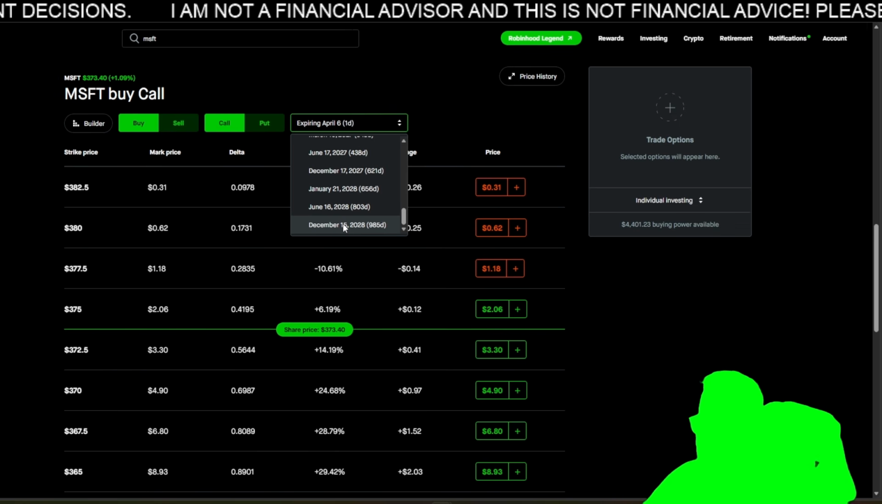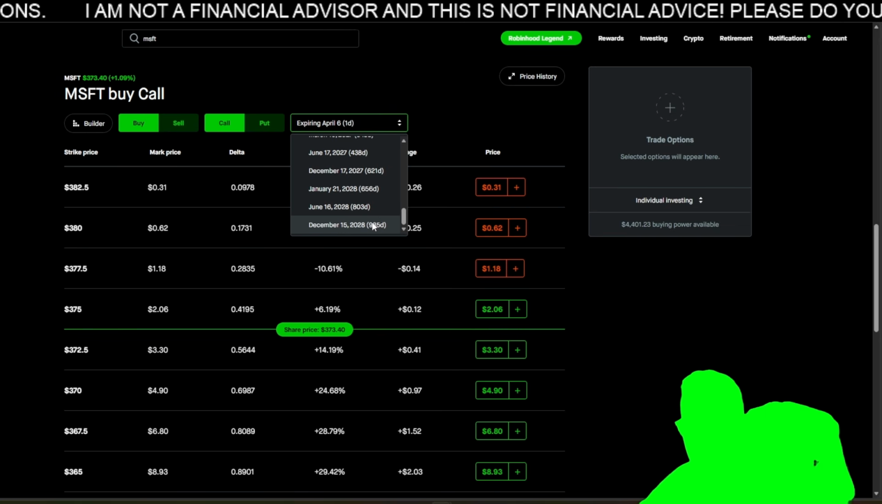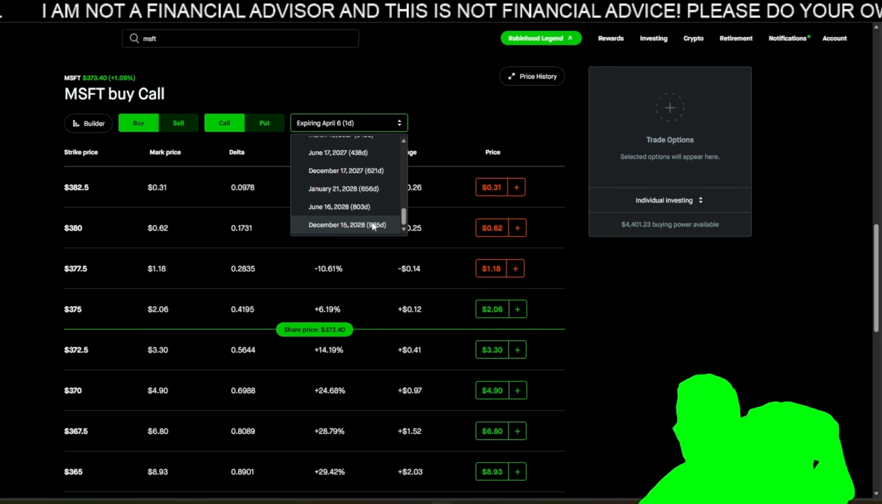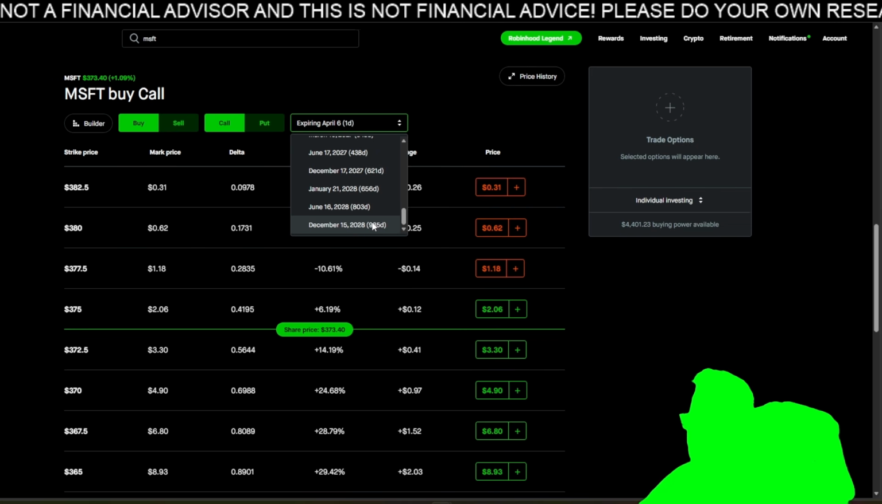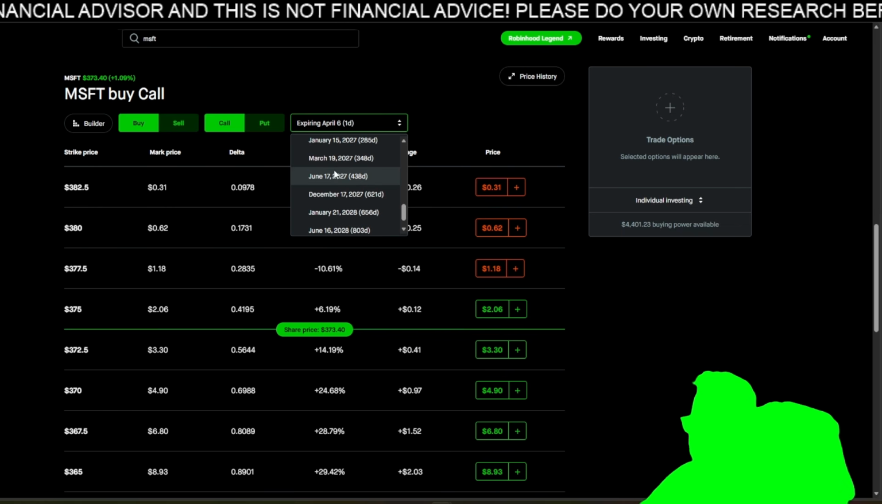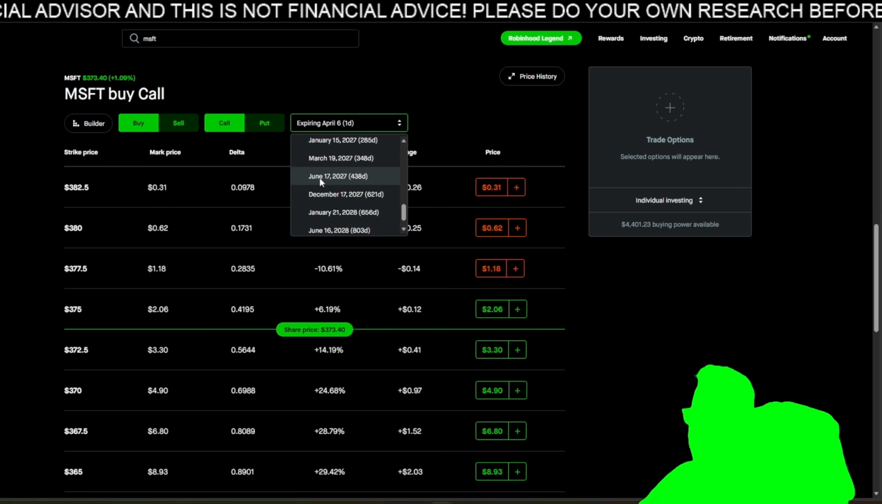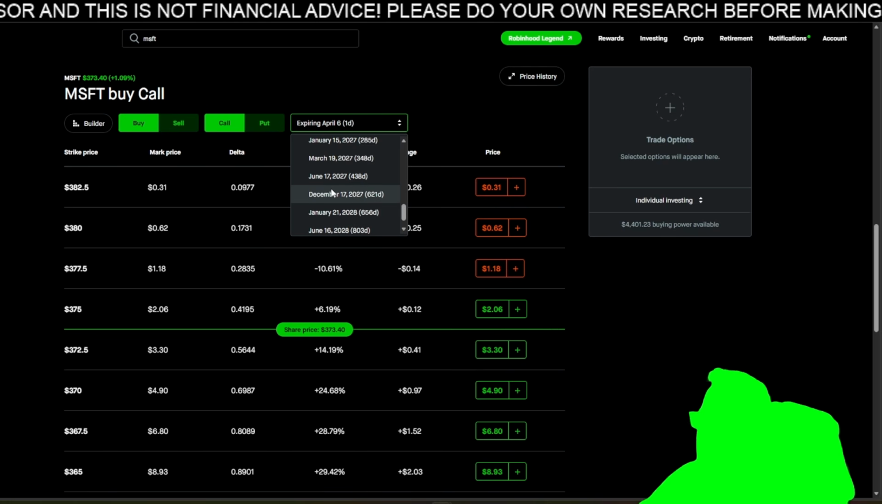Okay, so if you're looking at December 15th, 2028, which again is 985 days away, you are looking at paying a juicy premium. You're looking at paying a good amount of money for this one because of how expensive it's going to be. But again, your typical leap option, anything around June 2027 onward, would be considered a leap option in the stock market game.